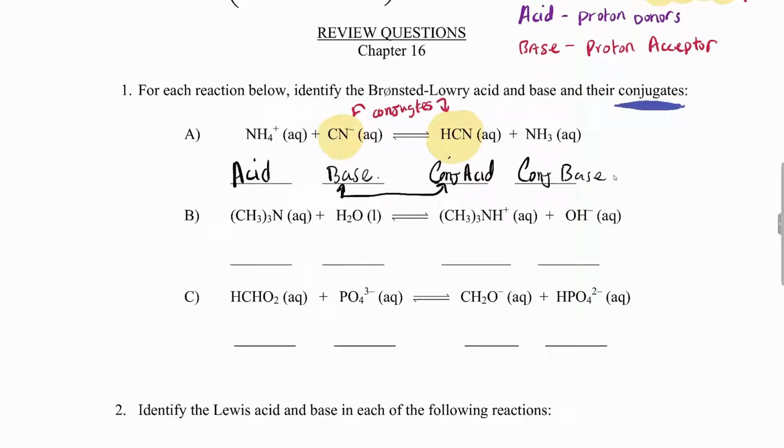So these would be examples of conjugate acid-base pairs. We have NH3 is the conjugate base of NH4+. Another way of saying that is that ammonia is the conjugate base of ammonium. Recall that this is ammonium.